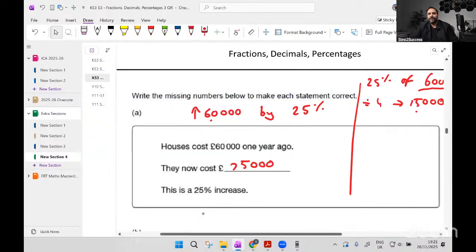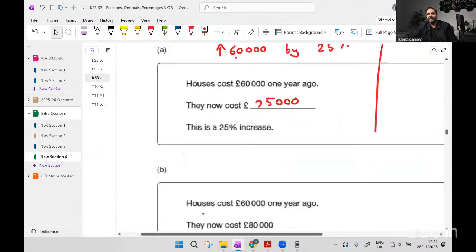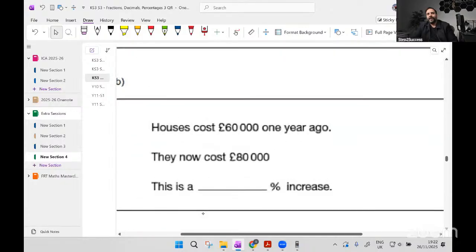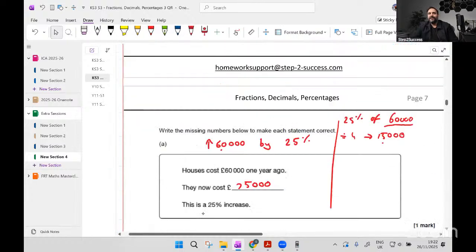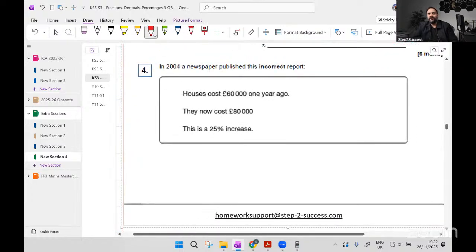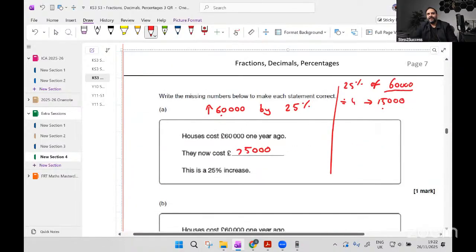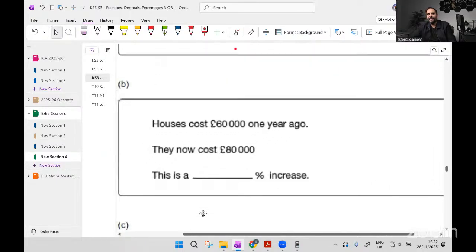This is a good question, though, because things change in the next part. Now they're saying, okay, let's say houses cost £60,000 a year ago. Now they cost £80,000. What is that as a percentage increase? Just to be clear, this was a mistake because this was not a 25% increase to get from 60 to 80. Because we know that 60 to 75 is a 25% increase. But what if it did go from 60 to 80? What is the percentage increase?